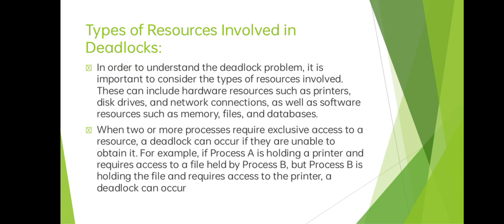When two or more processes require exclusive access to resources, a deadlock can occur if they are unable to obtain it. For example, if process A is holding a printer and requires access to a file held by process B, but process B is holding the file and requires access to a printer, a deadlock can occur. Here process A has the printer and process B has the file. Process A is waiting to get the file to complete its execution, but process B is waiting for the printer to complete its execution. So this may be the problem of deadlock.